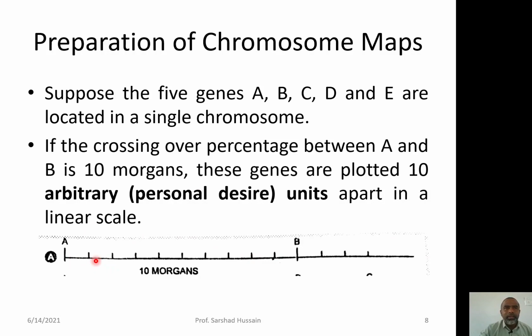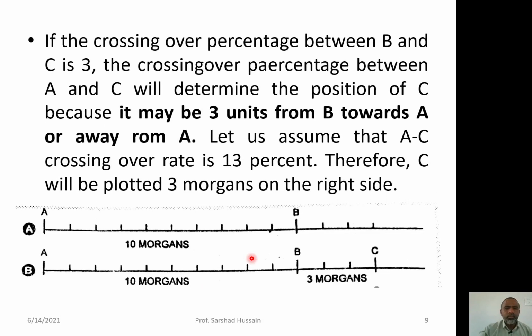It will be indicated with the help of a line. You may increase the size of the line, you may decrease the size of the line, but in between them the units must be 10, because the percentage of crossing over between A and B is 10 units, or the 10% frequency of recombination is there. So, you have located A and B.